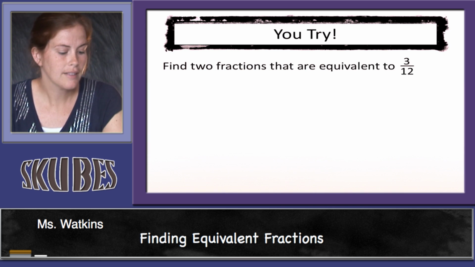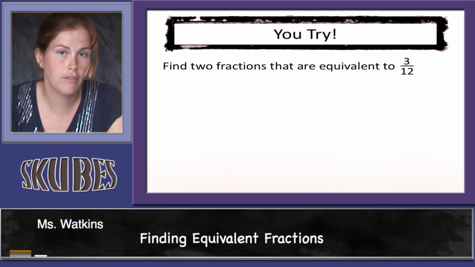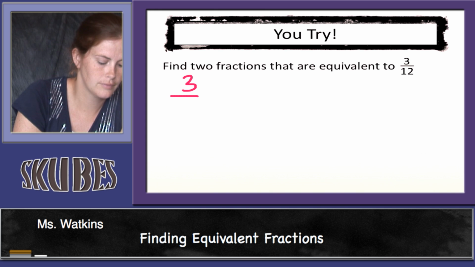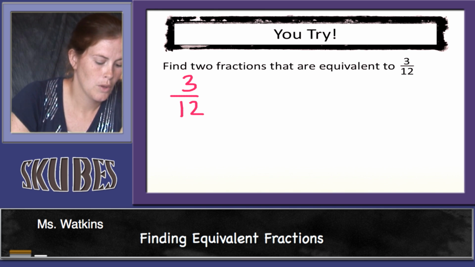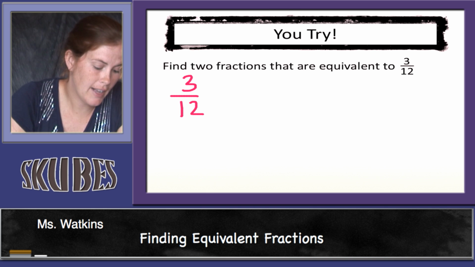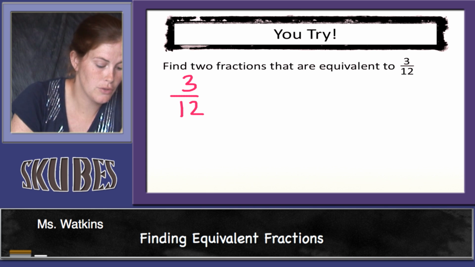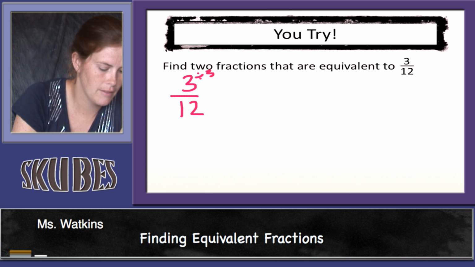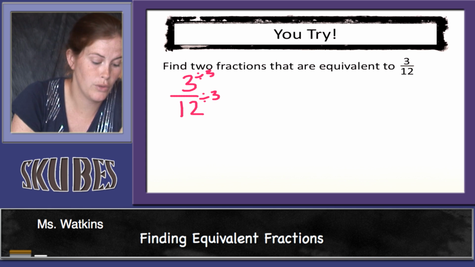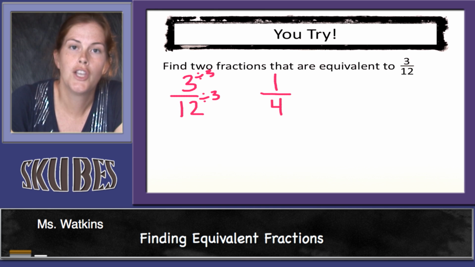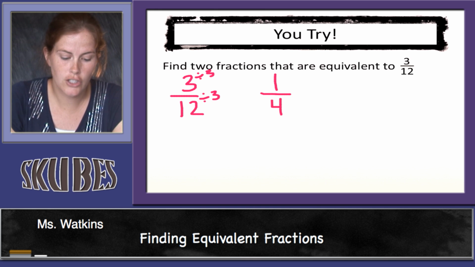Okay, you try one. Let's find two fractions that are equivalent to 3/12. Right away I know 3 can be divided evenly into both of these numbers. So I'm going to divide the numerator and denominator by 3. 3 divided by 3 equals 1. 12 divided by 3 equals 4. So 1/4 is an equivalent fraction to 3/12.